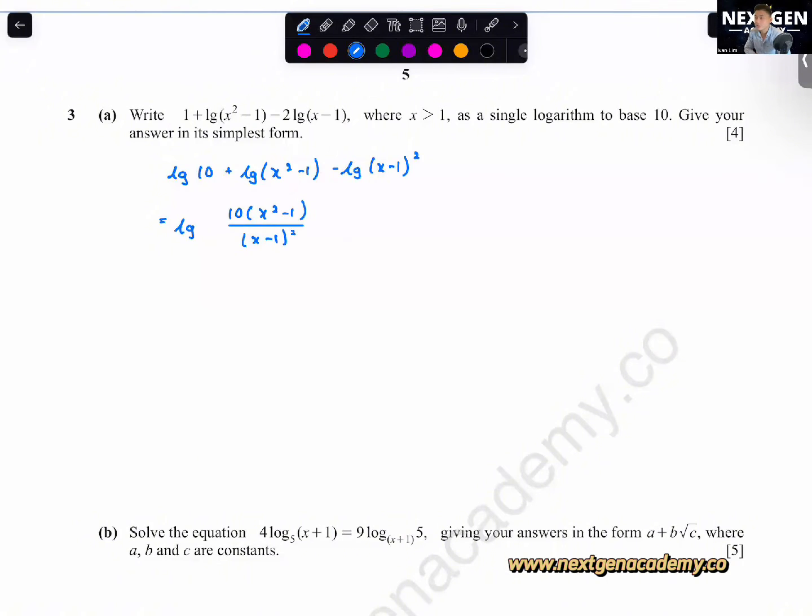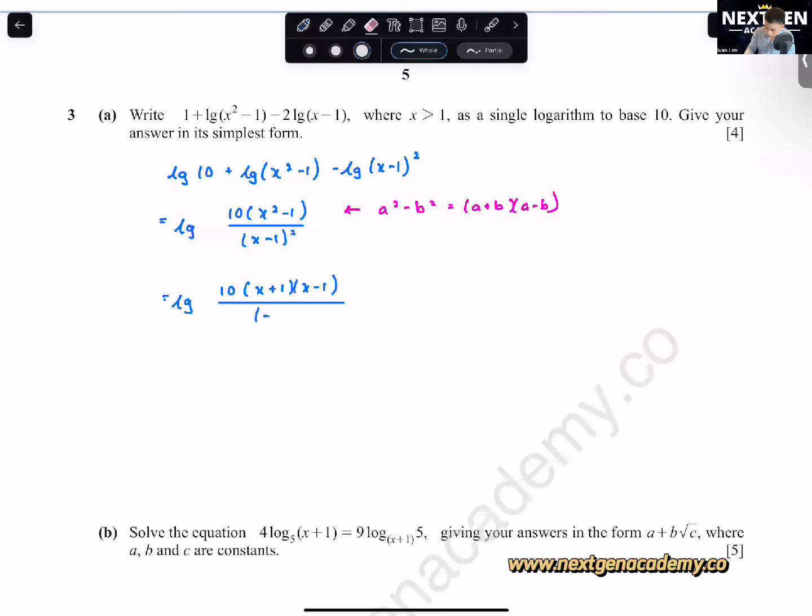Okay, is this the simplest form? Can we simplify further or not? Can, right? Look at the top. This is your difference of two squares: a squared minus b squared equals (a plus b)(a minus b). So we write it as log 10(x plus 1)(x minus 1) over (x minus 1) squared. This and this can cancel off, and you'll be left with log 10(x plus 1) over (x minus 1).